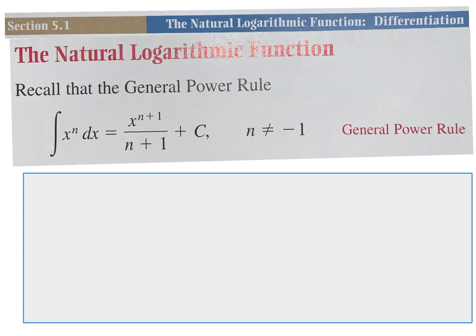So if I were to say x to the -1, what would happen here? Well, I would end up dividing by -1 plus 1, which is a problem, right? And so the general power rule works for everything except really x to the -1. If I have x to the -1 and I add 1, I would zero it out, and then I would divide by my new exponent, which would be 0. So then that is a problem. And so this is where we start looking at natural logs.